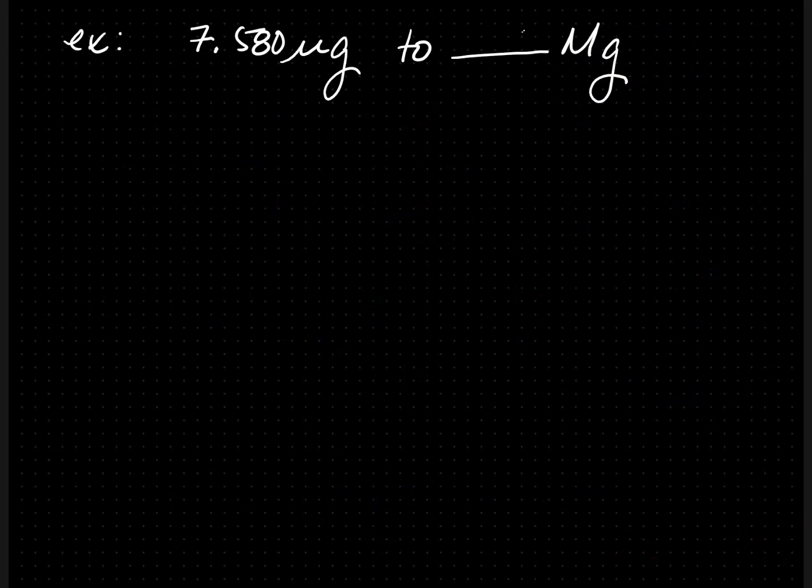Here we need to convert 7.580 micrograms to megagrams. In general, most of us cannot go from microgram to megagram, so we are going to go to the base unit. The base unit is gram. There are 2 ways you could set this up. If you make the bigger prefix 1, the micrograms becomes a positive exponent, 10 to the 6. So 1 gram has 1,000,000 micrograms.